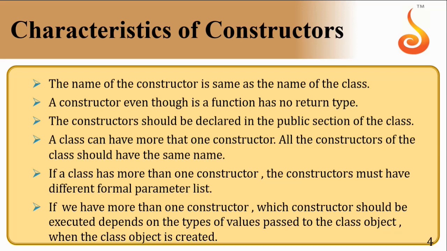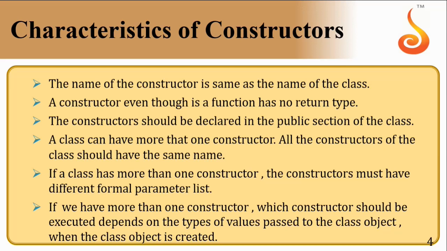If I don't specify anything for a function return type, the default return type is int. Otherwise, if the function is not returning anything, I need to specify it as void. But a constructor is the only special type of function which has the same name as the class name, but it does not have any return type, not even void. The constructor should be declared in the public section of the class.